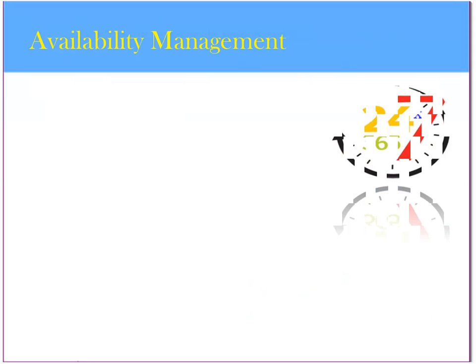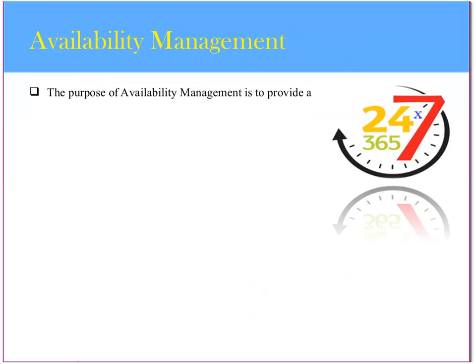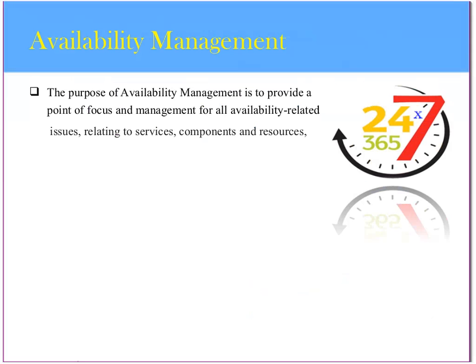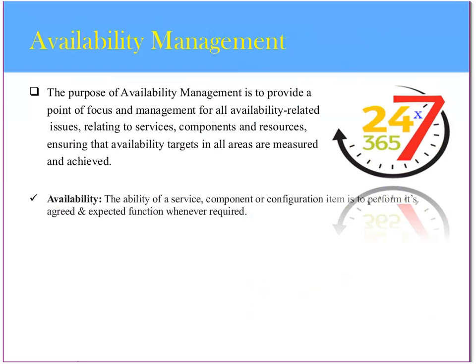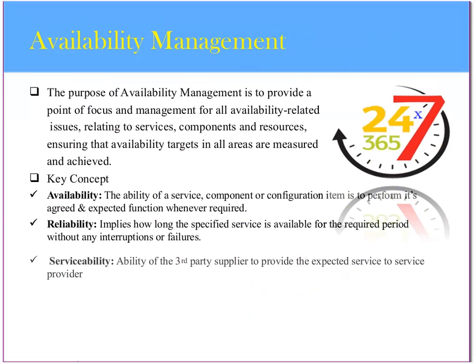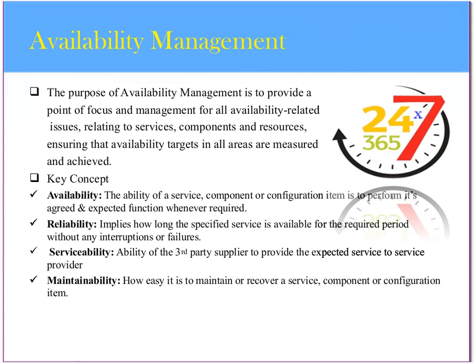Next comes availability management. You can see in the picture I have mentioned time. That means at which time, what kind of services we are going to get. 24/7/365. That means 24 hours, 7 days, 365 days.